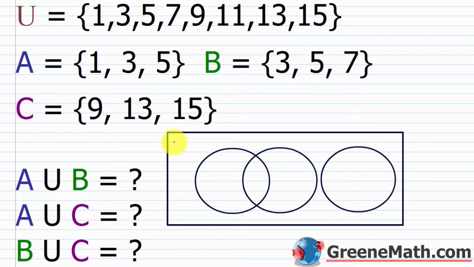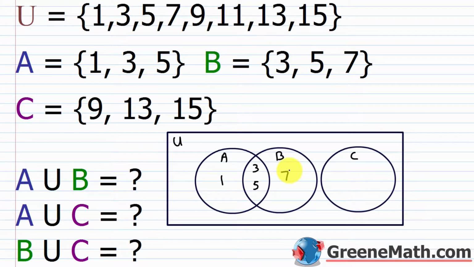So let's label this as set U. Let's label this as set A, set B, and set C. So now what you're going to notice is set A and B have two common elements, 3 and 5. So those are going to be put in the overlap section. And then for set A, we have 1 that's outside of that. For set B, we have 7 that's outside of that.